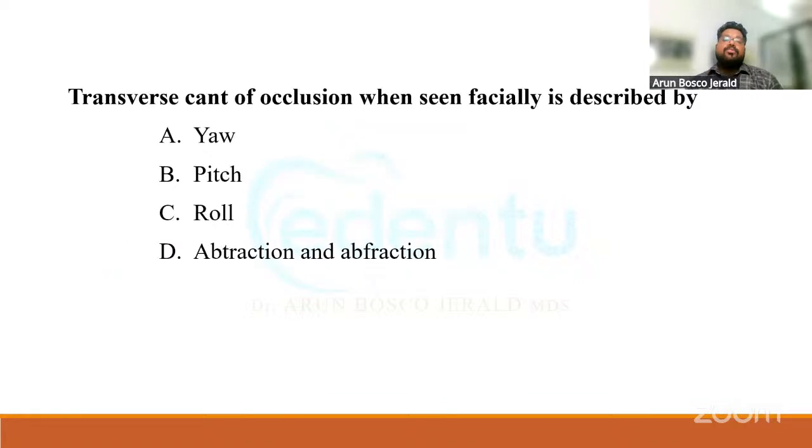Moving to the next question. Transverse cant of occlusion, as we see facially, is described, as I said earlier, by the coronal plane view. With a transverse cant, the axis of rotation is anteroposterior. So what happens there is roll. For all these kinds of questions, try to imagine what they have described and then try to answer correctly.